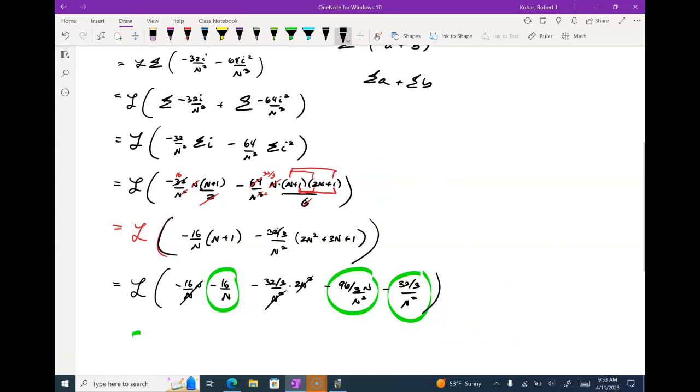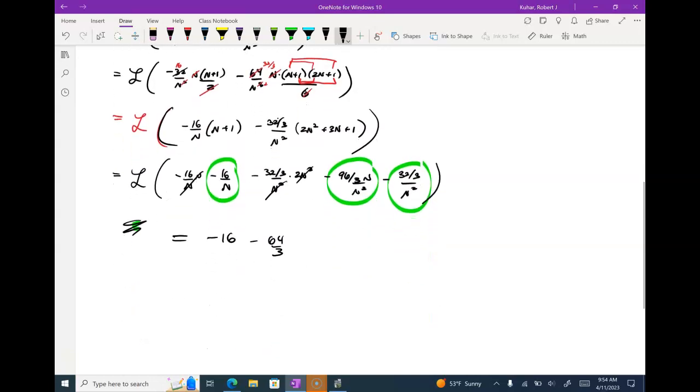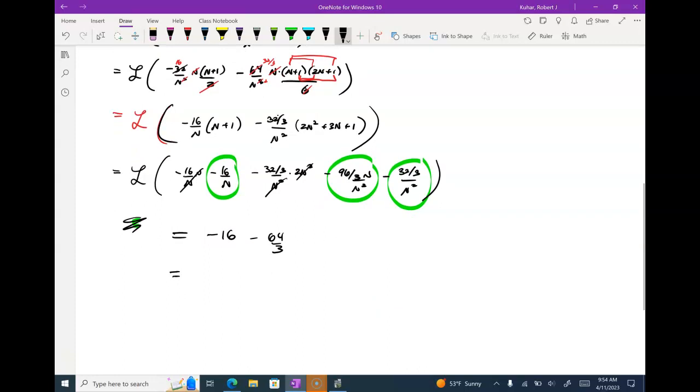So the only thing I have answer-wise left is negative 16 minus 64 over 3, right? The other pieces are zeros. So I have a minus 48 over 3 minus 64 over 3, which is negative 112 over 3, which is negative 37 1/3. Done.